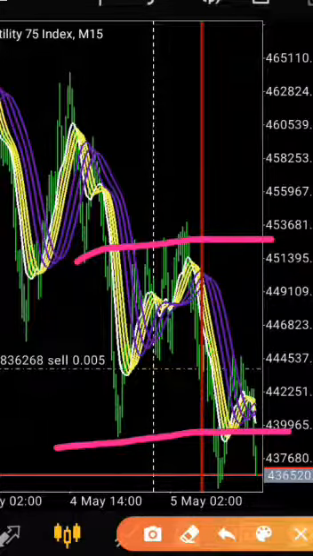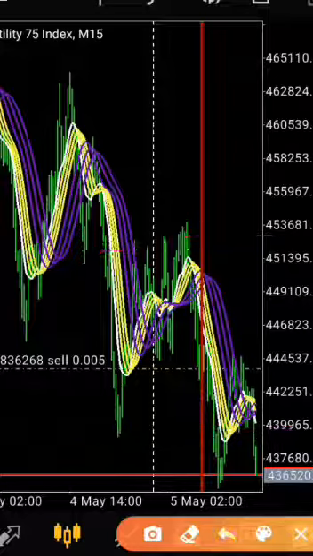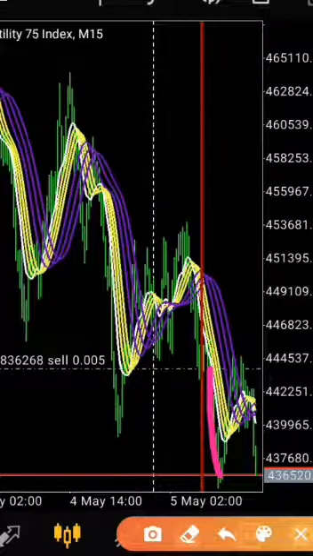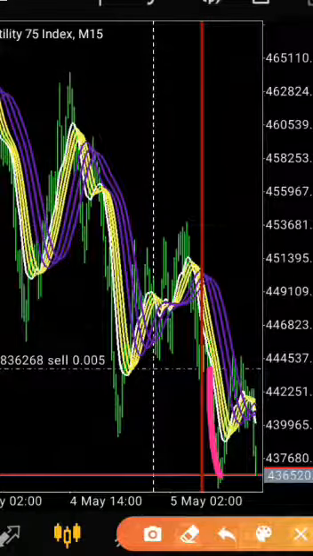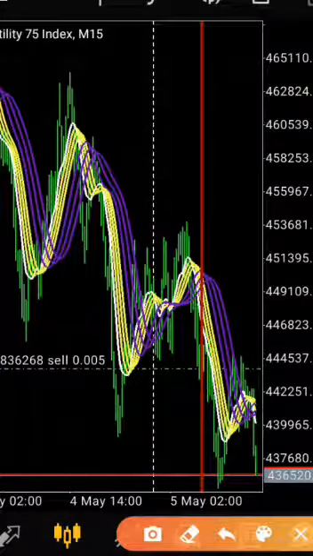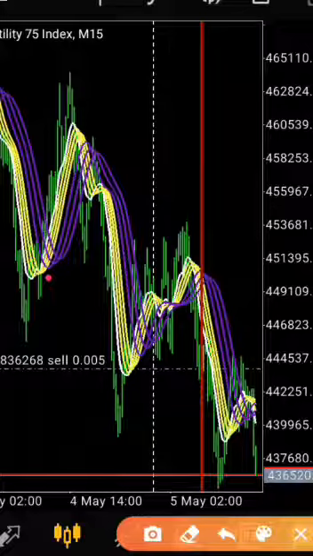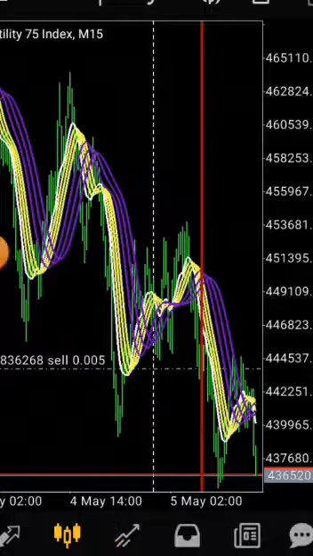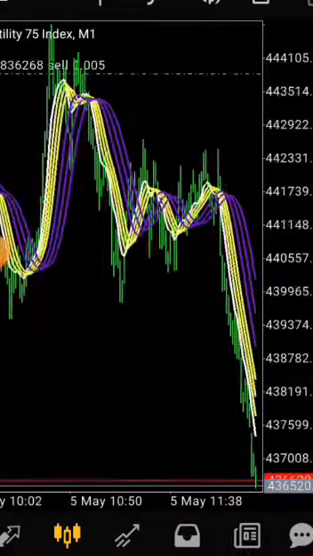So right now we can see that the market has moved from here up to that level before it reverses to the downside. Now let's take a look at this on M1 and M15.